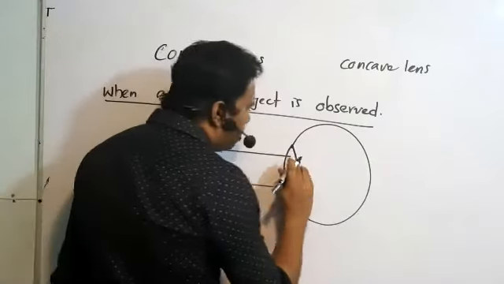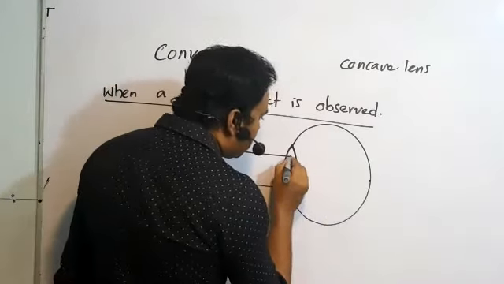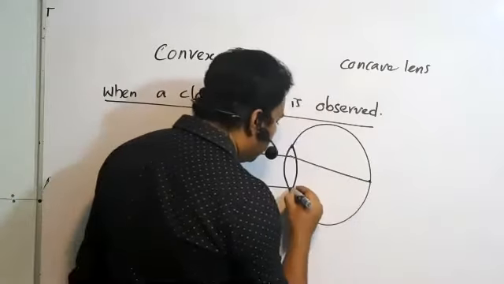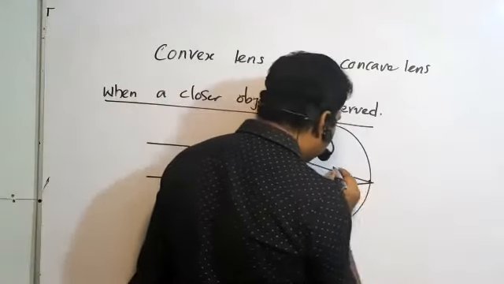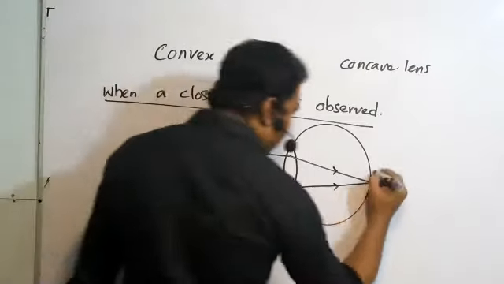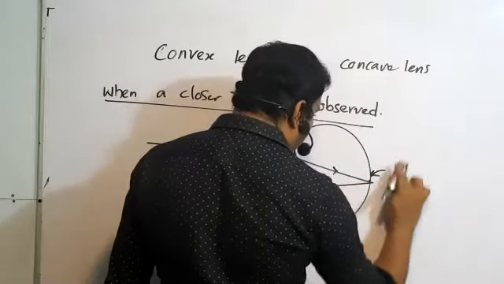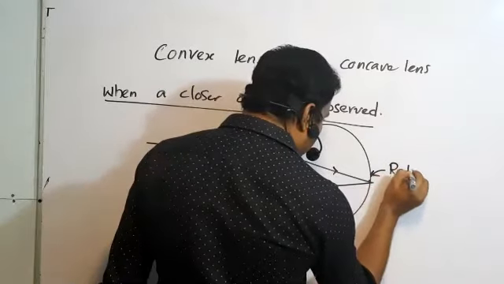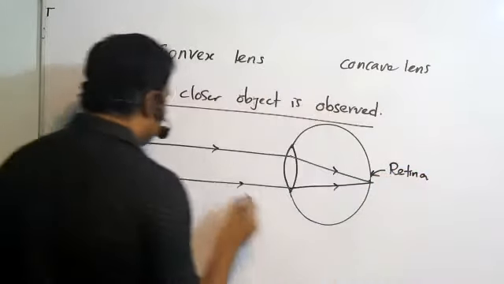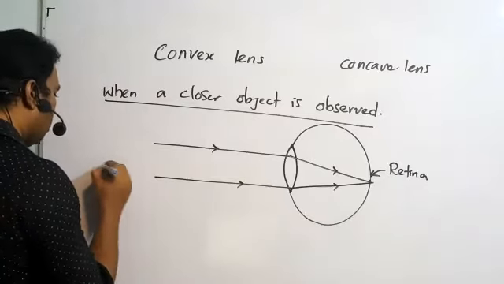Then this eye lens can easily focus those light rays onto the retina. Here's the retina where the light sensitive cells exist. Retina. Okay, so these are light rays from faraway objects.